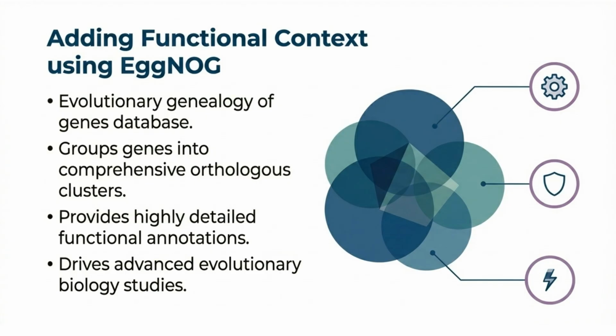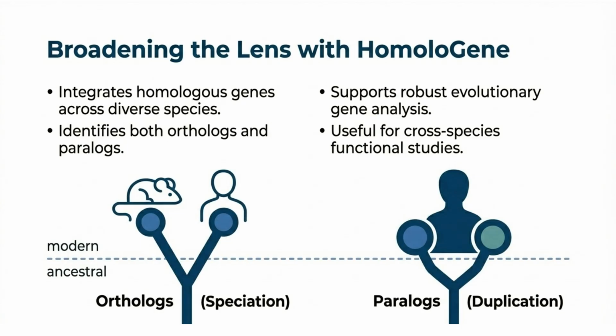To broaden the view further, another resource that integrates homologous genes across species is HomoloGene. HomoloGene is part of the NCBI ecosystem and focuses on homologous genes across species. Importantly, it includes both orthologs and paralogs. This makes it useful for studying not only conserved gene function, but also gene family expansion and duplication-based diversification. In other words, it helps researchers understand both shared ancestry and evolutionary branching within gene families. If you look at the slide, the central idea is that comparative genomics is not only about one-to-one similarity, it is also about how gene families diversify across lineages.